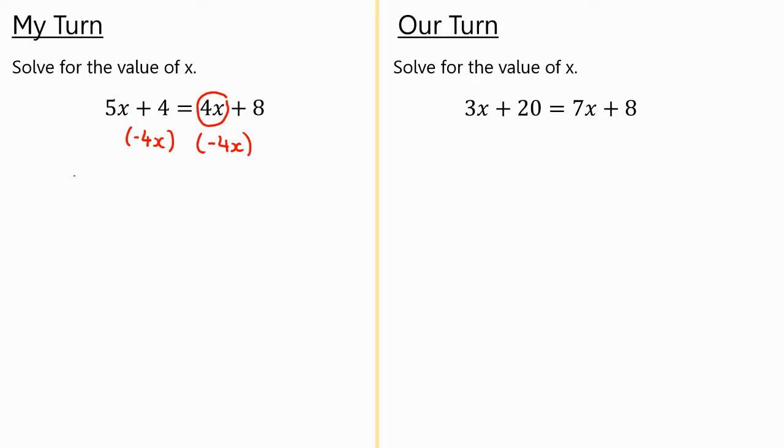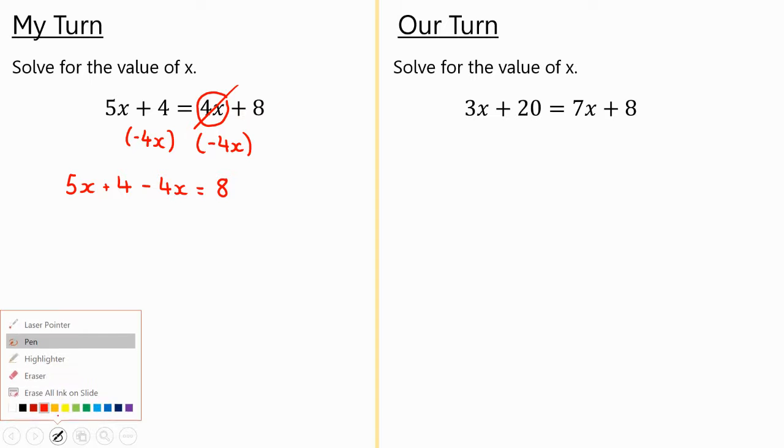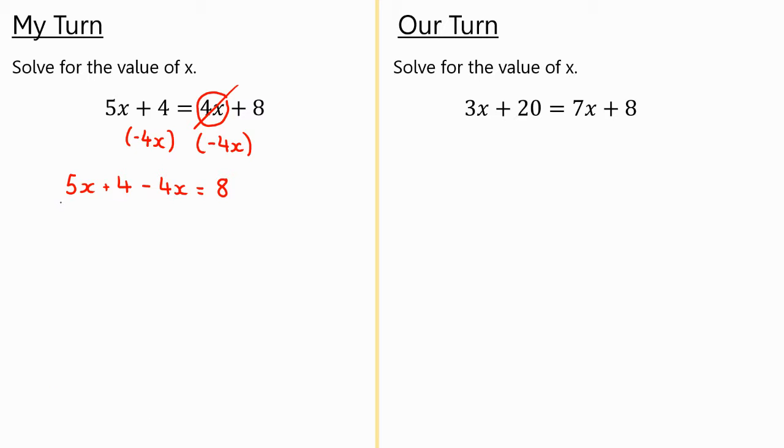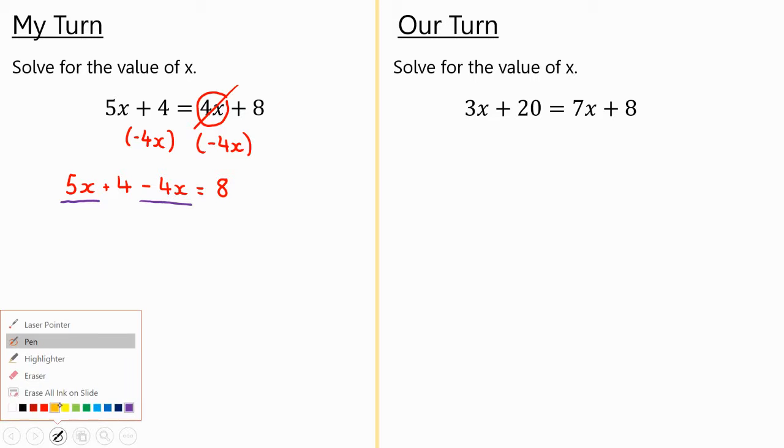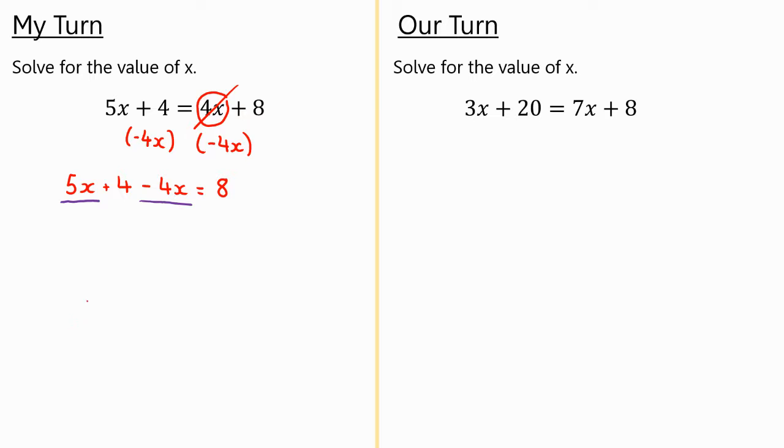When we do that, we end up with 5x add 4 take away 4x on the left, and then on the right we've got rid of this 4x, so we've got just 8. Now we can do something called collecting like terms on the left hand side. We've got a 5x and a take away 4x. So we can collect them by doing 5x take away 4x, which just equals 1x or x. And we've still got our plus 4 equals 8.